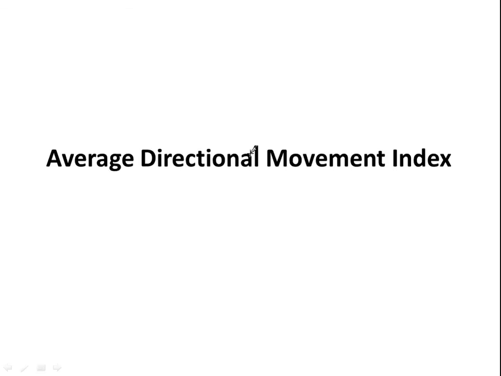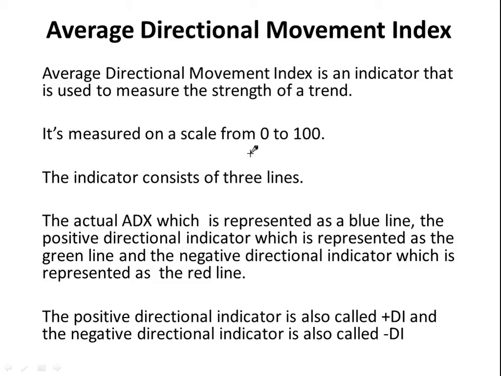In this video, I would like to show you a Forex indicator called Average Directional Movement Index. Average Directional Movement Index is an indicator that is used to measure the strength of the trend. That means it won't tell you whether the trend is bullish or bearish, but it will tell you how strong the trend is. The indicator is measured on a scale from 0 to 100 and it consists of three lines.